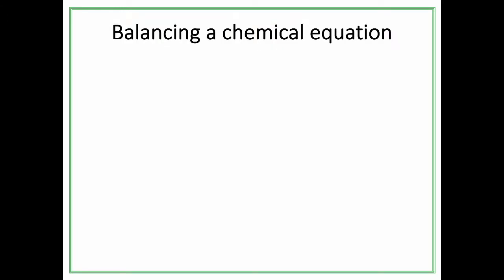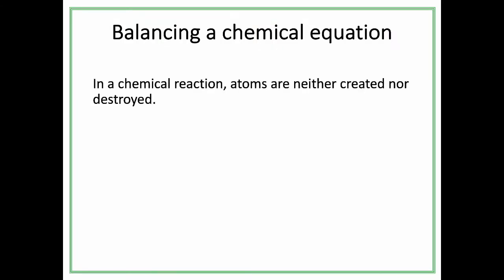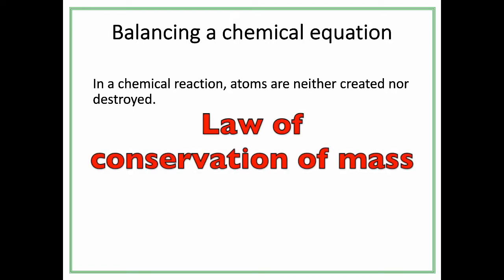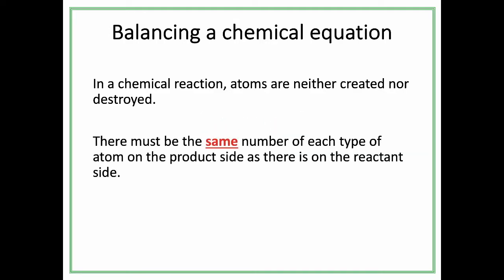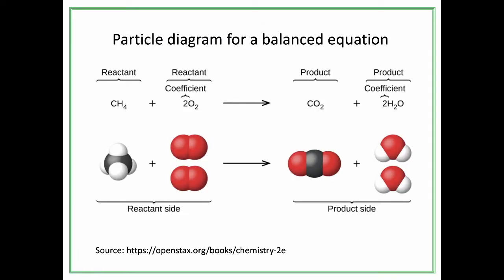Now let's talk about balancing a chemical equation. In a chemical reaction, atoms are neither created nor destroyed. This is our law of conservation of mass. There must be the same number of each type of atom on the product side as there is on the reactant side. And I want to go back to this particle diagram and take a look at it for a moment.